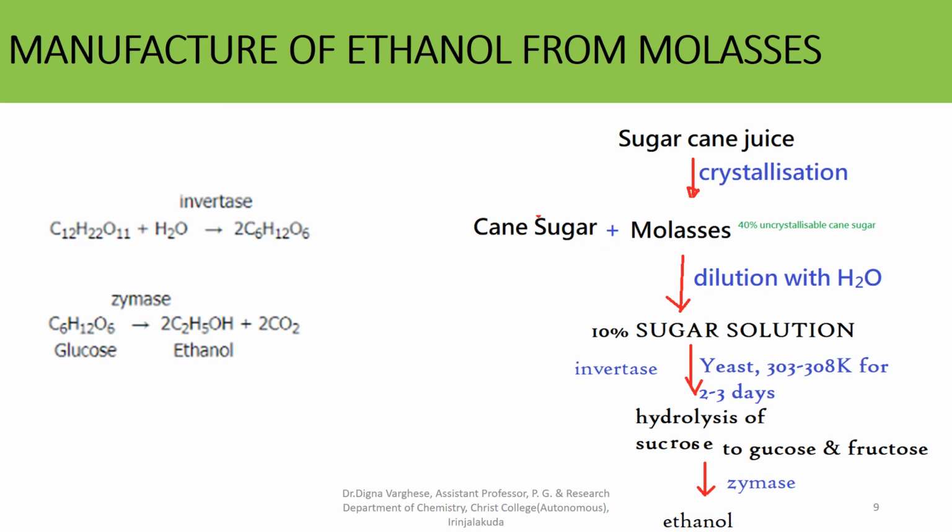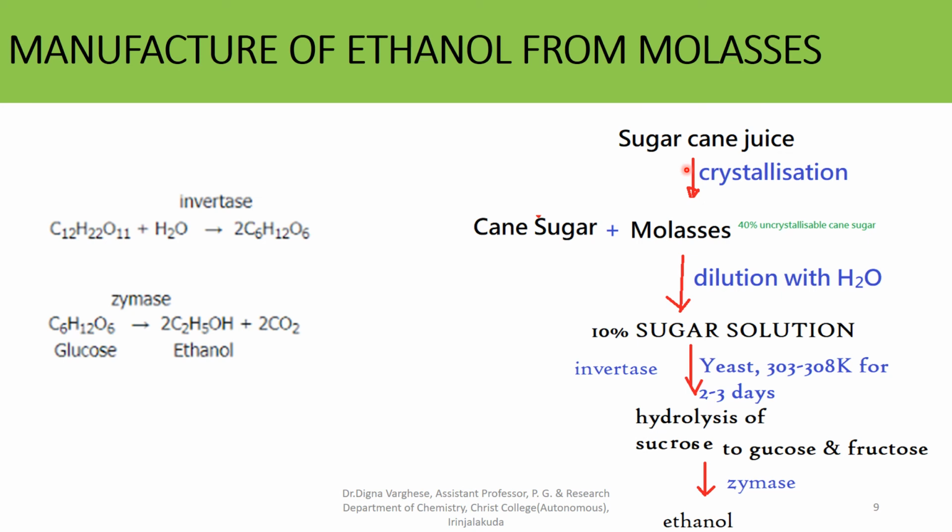Manufacture of ethanol from molasses. Ethanol is manufactured from molasses, which is obtained from the sugar industry, by the fermentation process. Fermentation is the process of breaking down complex organic molecules into simpler ones in the presence of biological catalysts known as enzymes. Here you can see molasses is the mother liquor left after the crystallization of cane sugar. Okay, here you can see the flow diagram.